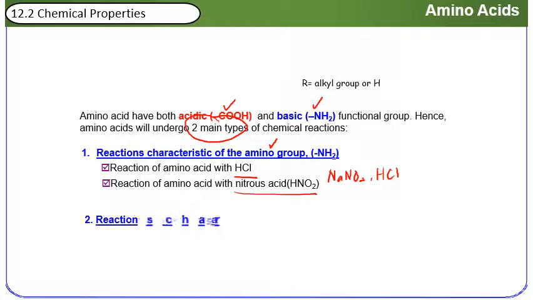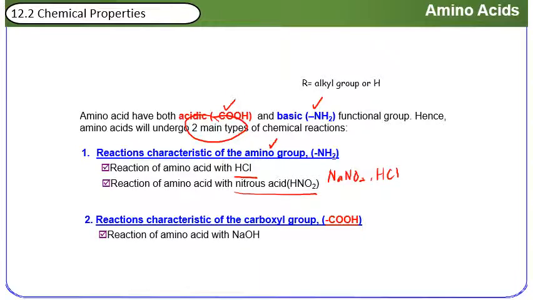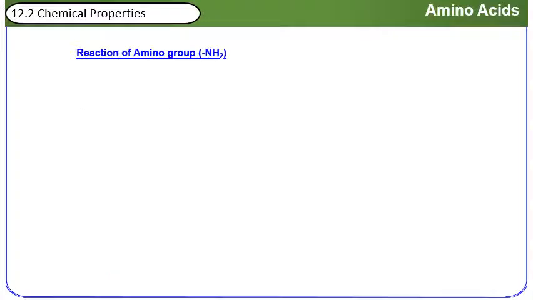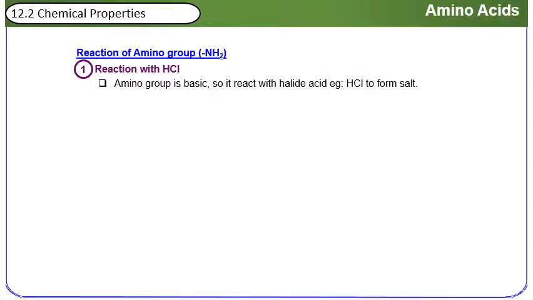The second type of reaction will focus on the carboxyl group. Here we will also continue with two reactions. The first one is reaction with NaOH, and the second is reaction with alcohol in the presence of acid to form ester. Okay, reaction of the amino group with HCl, hydrochloric acid. When acid and base react, they will basically form a salt.